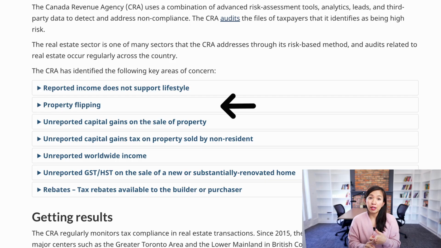Property flipping is the second area CRA is looking at as well. Unreported capital gains on sale of property, especially when you claim that the property is your primary residence. Unreported capital gains on property sold by non-residents. That is also an area of concern. Unreported worldwide income, that's always the case. Because we're all Canadians, we're taxed on all worldwide income that we earn. Whether you earn it in Hong Kong, in Dubai, or in Canada, you are supposed to report it, even though the money may be earned somewhere on the other side of the world. Unreported GST/HST on the sale of new or substantially renovated homes. And lastly, rebates on new homes that you purchased.